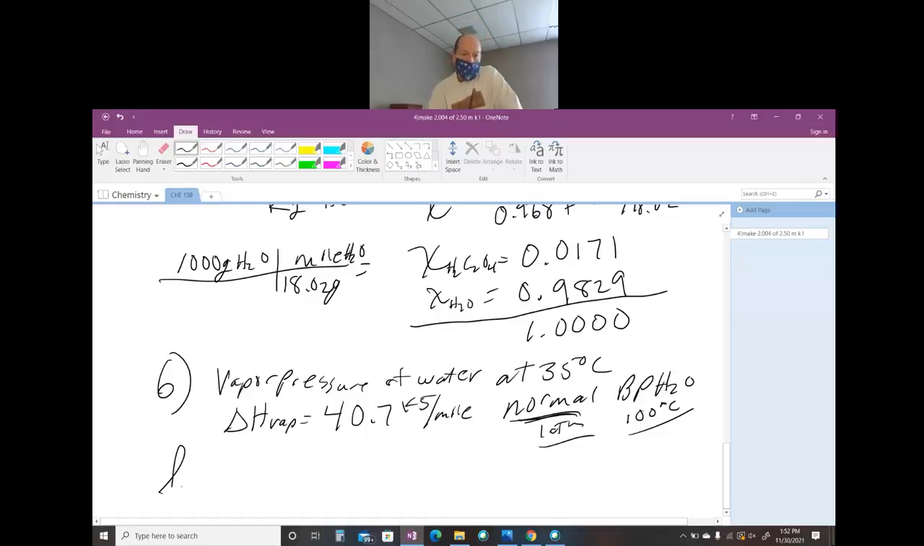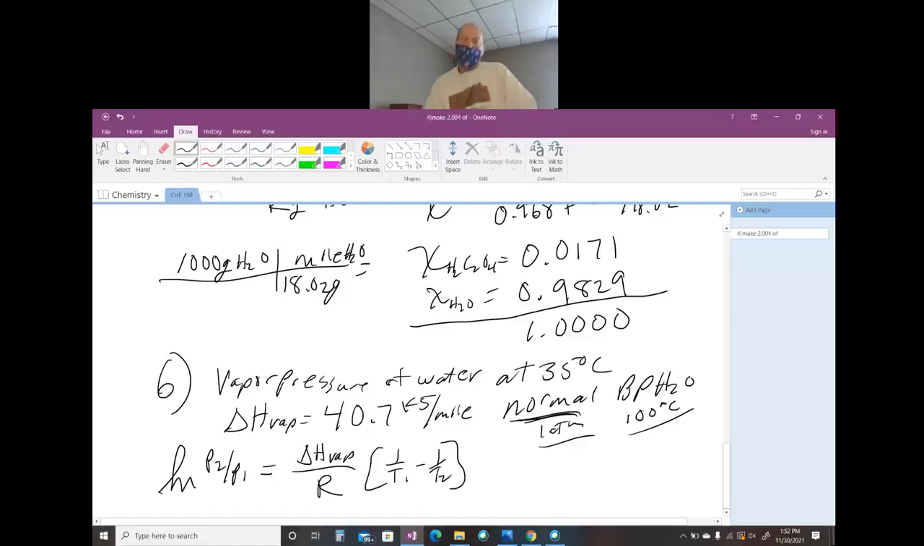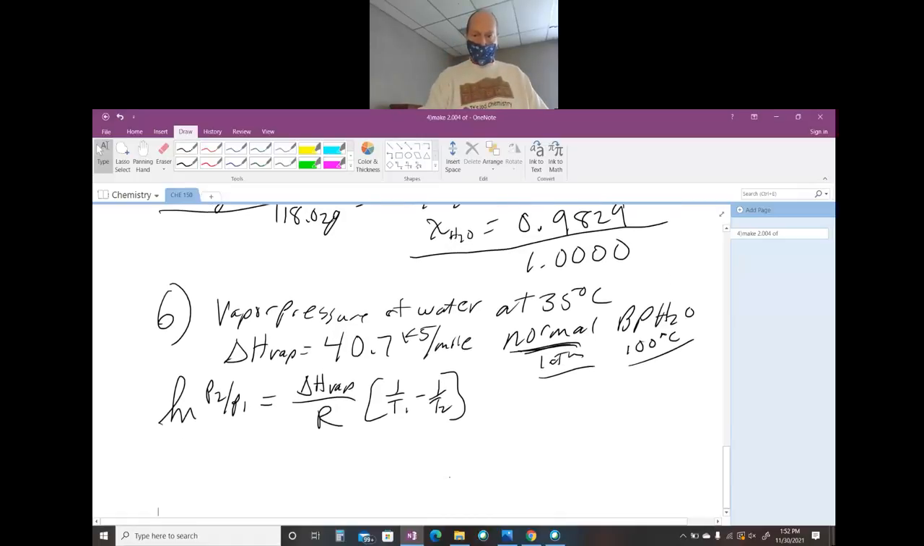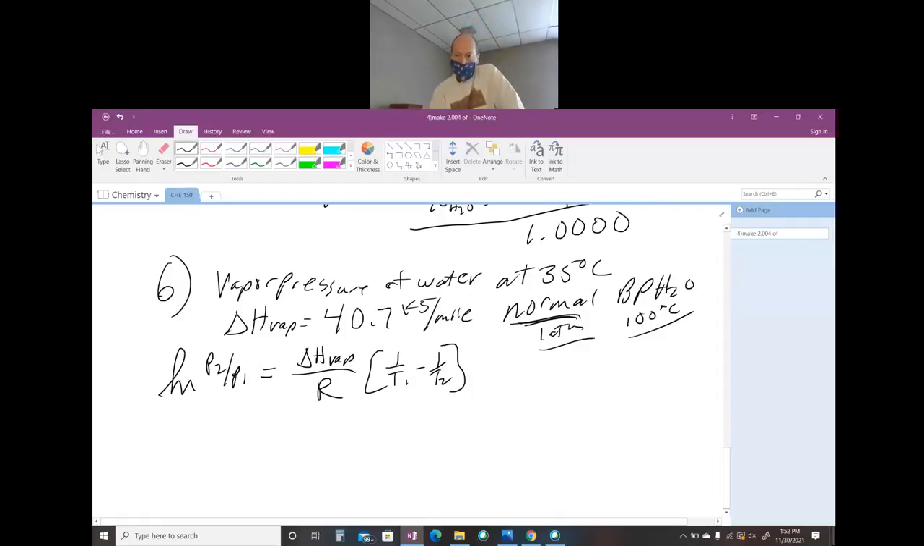All right, so we can use the Clausius-Clapeyron. The natural log of P2 over P1 is equal to your delta H of vaporization divided by R, times 1 over T1 minus 1 over T2. That equation is given on the test. All right, you have to have all of your temperatures. Anytime you have T, it has to be in Kelvin. Do not use 100. It is 373.15 Kelvin. Do not use 35. That is 308 Kelvin. You're adding 273.15 in order to get your temperatures in Kelvin.